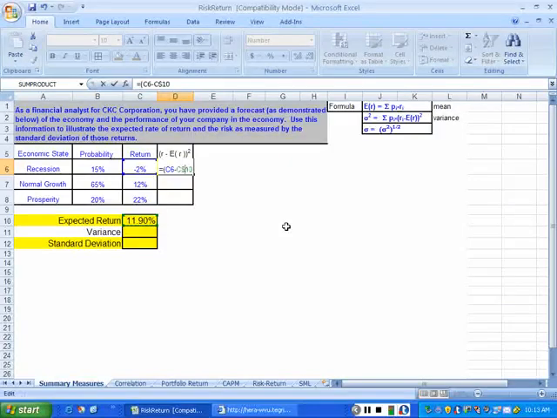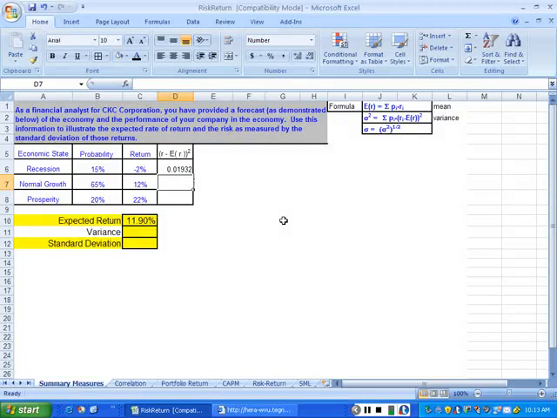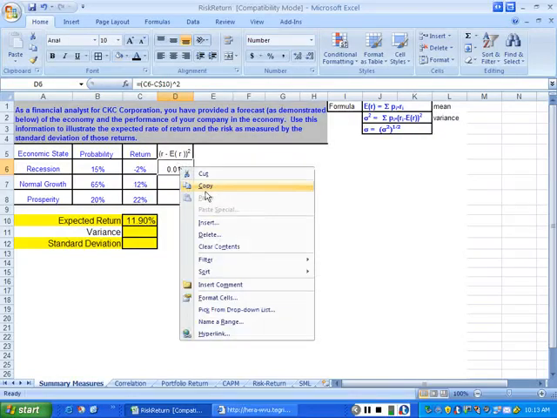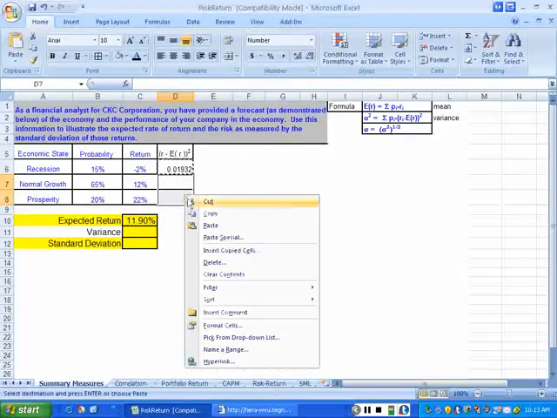So I'm going to put a $ sign in here, so it's C$10. I can close the parentheses, and I'm going to raise it to the power of 2. So I'll choose that little hat symbol above the 6, which is the exponent symbol, and square it. And when I do that, I get a number, 0.01932. Now, I can copy and paste that in place for these others.